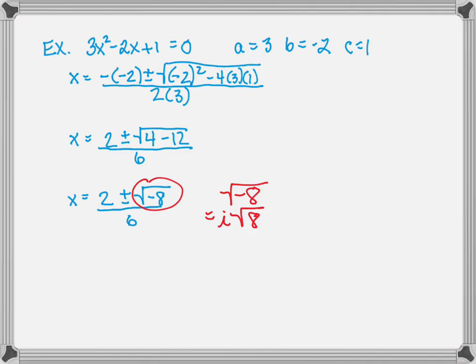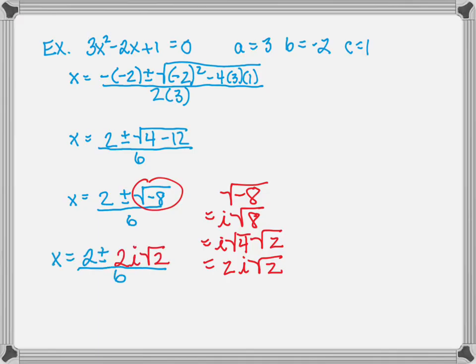And then the largest perfect square factor of 8 is 4. So I can write this as i radical 4 times radical 2. Square root of 4 is 2, so we can take the square root of 4 and write that as 2i radical 2. Instead of putting it as i2 radical 2, we usually put the number out in front. So we'll put that in the place of the square root of negative 8. So we've got x equals 2 plus or minus 2i square root of 2 all over 6.